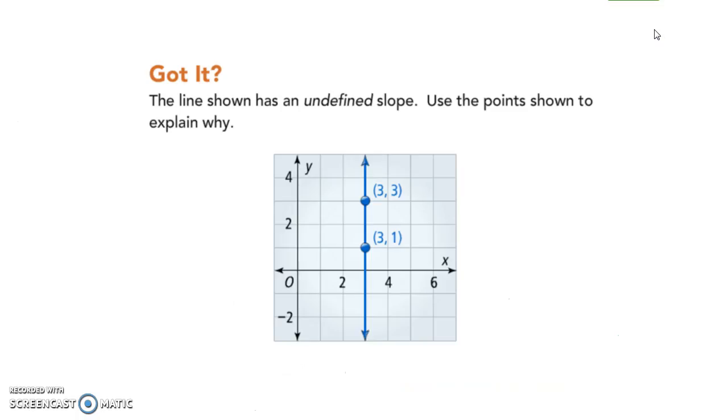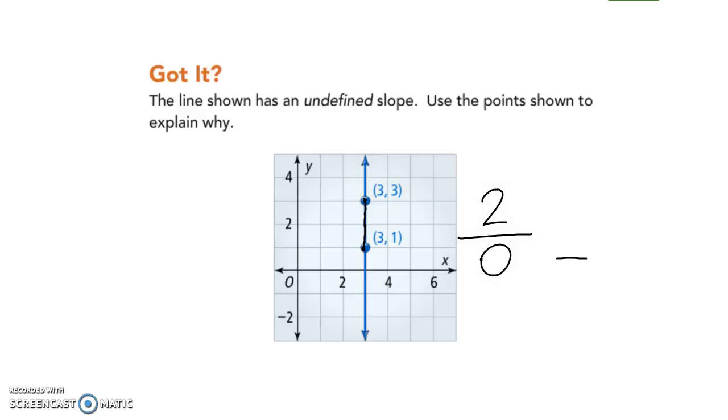Okay. Now, what does undefined mean? Why does that mean what it means? Well, if I did rise over run here, I would start at this bottom point and go to the upper point. I would go up 1, 2 for my rise. But am I going to go left or right? I need to get from one point to the next? No. That would be 0 for the run.